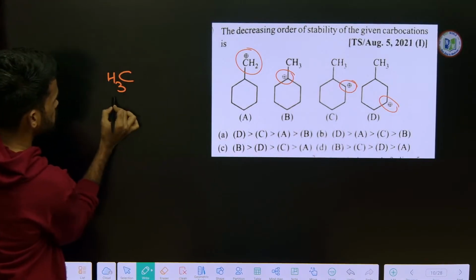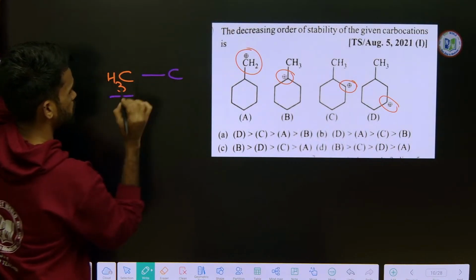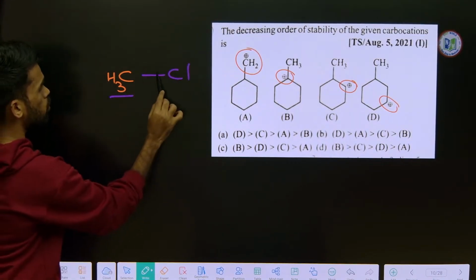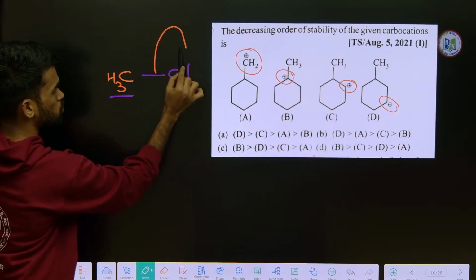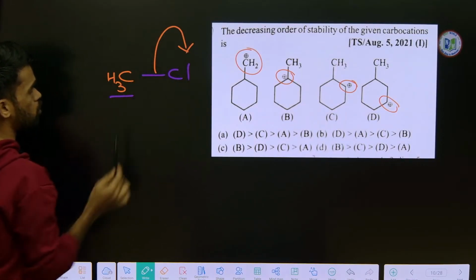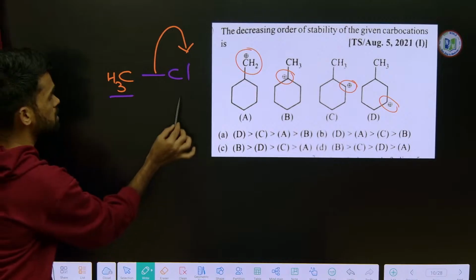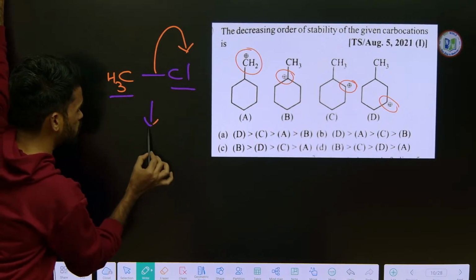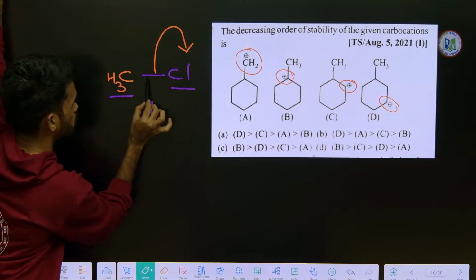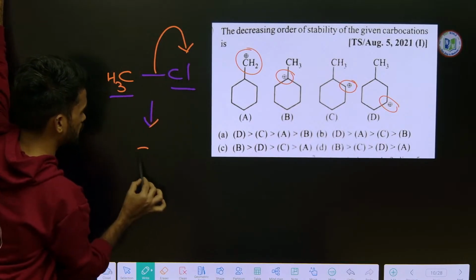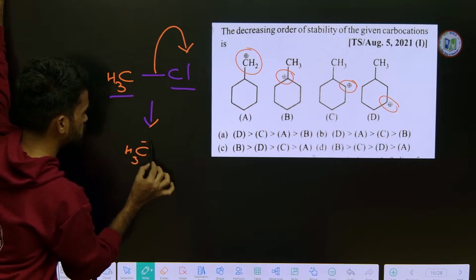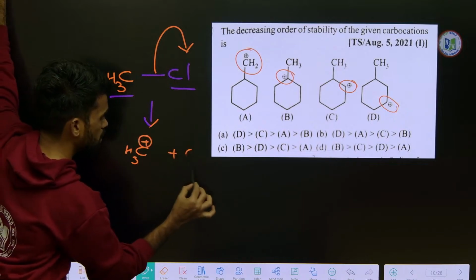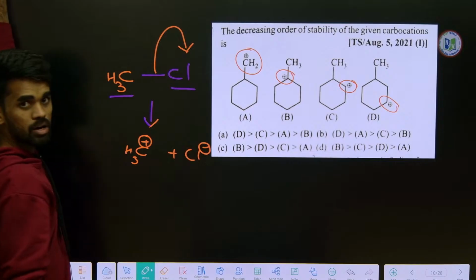We know this is methyl chloride. Chlorine is a more electronegative atom, so it will take the bonded electrons towards itself, as the electronegativity of chlorine is more than that of carbon. So what will be generated on the carbon? If the bonded electrons go with the chlorine, we will get CH3 plus like this, and chloride ion will be formed here.